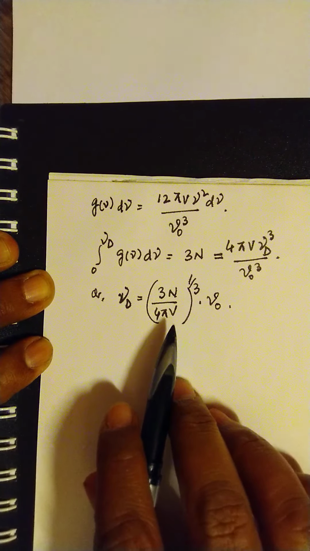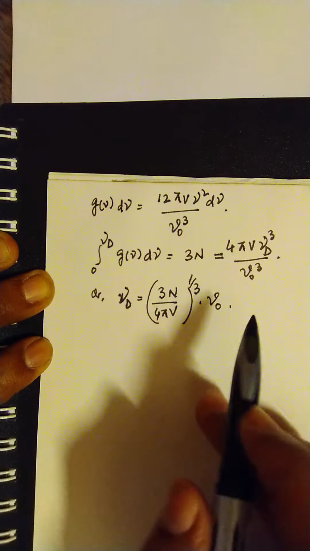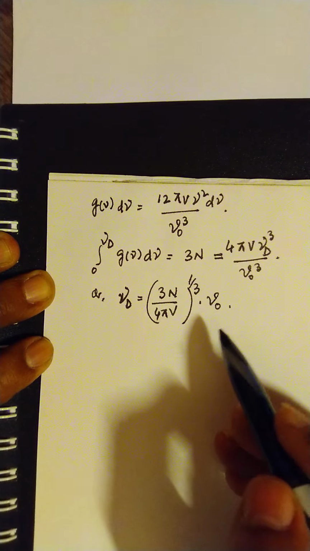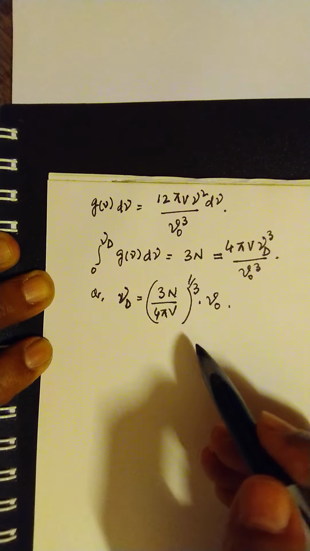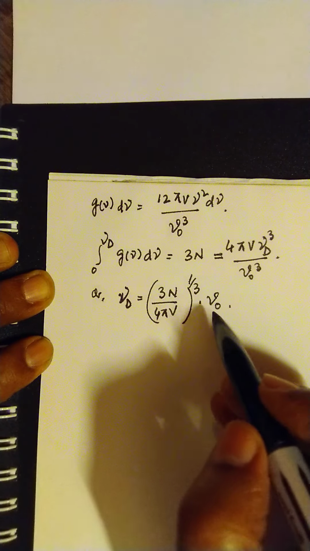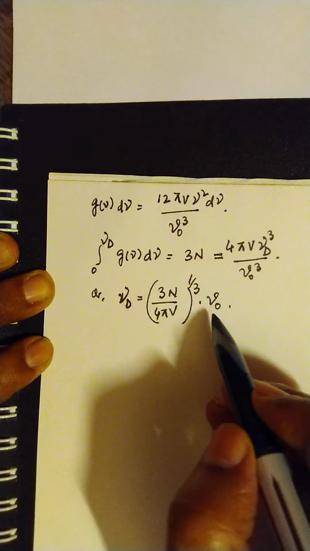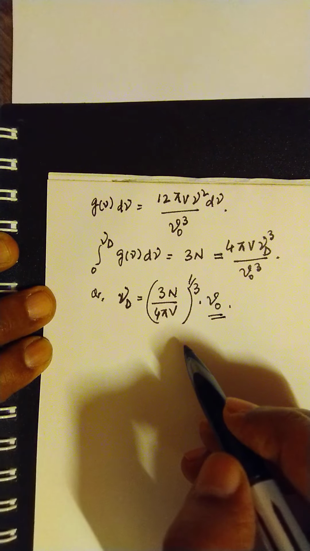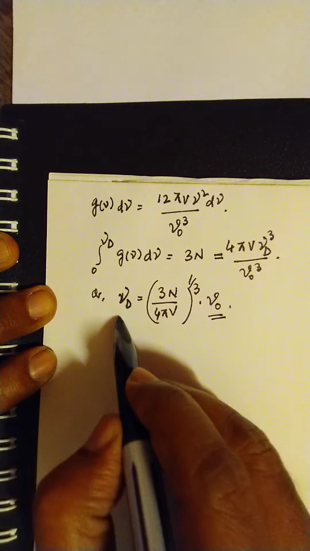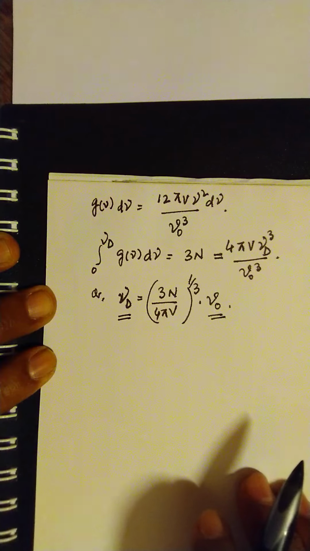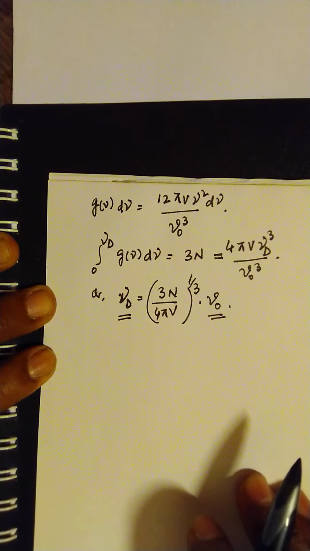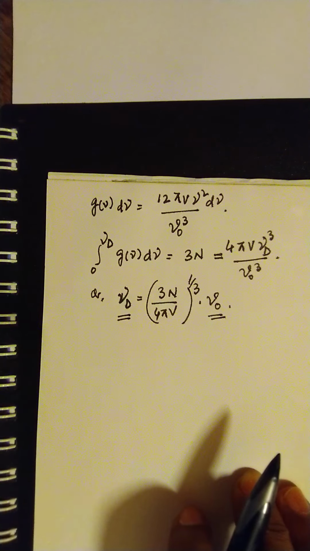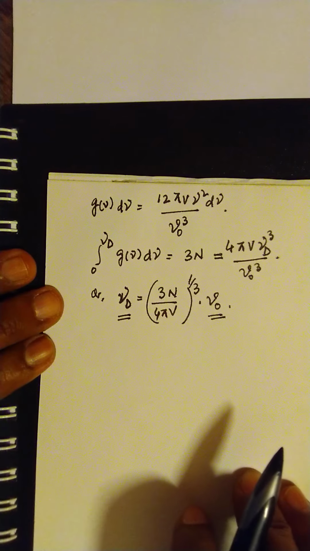So you see that N by V is the number density of particles in the crystal. If you have the density data for a crystal, say sodium crystal or any other crystal, then you can have an estimate of the maximum frequency, and that is the Debye frequency associated with these vibrational modes in a crystal.